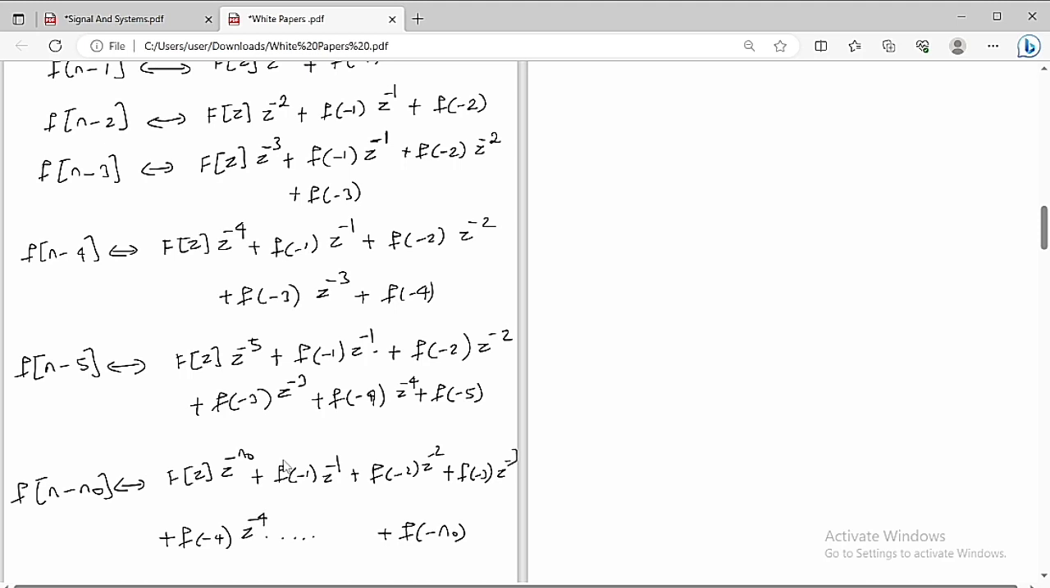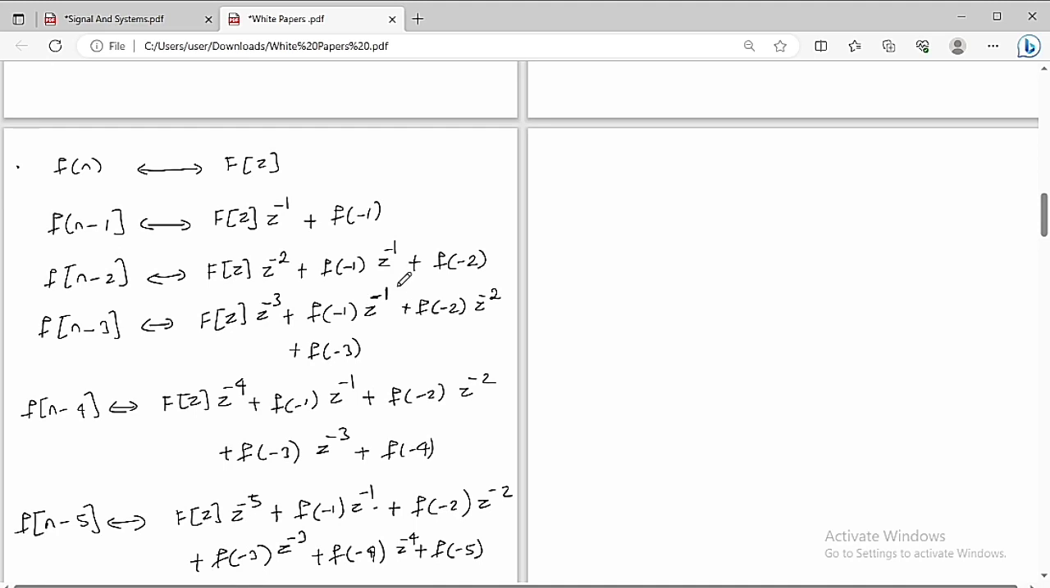Up to here. But last one, don't write any power. Take as it is. So this is the formula we have to keep in mind. I've already told you, only because of the unilateral transform, these extra parts are going to come. If you take the bilateral transform, all these extra factors won't come. Only the first terms are going to come. So this is what I'm trying to tell you.